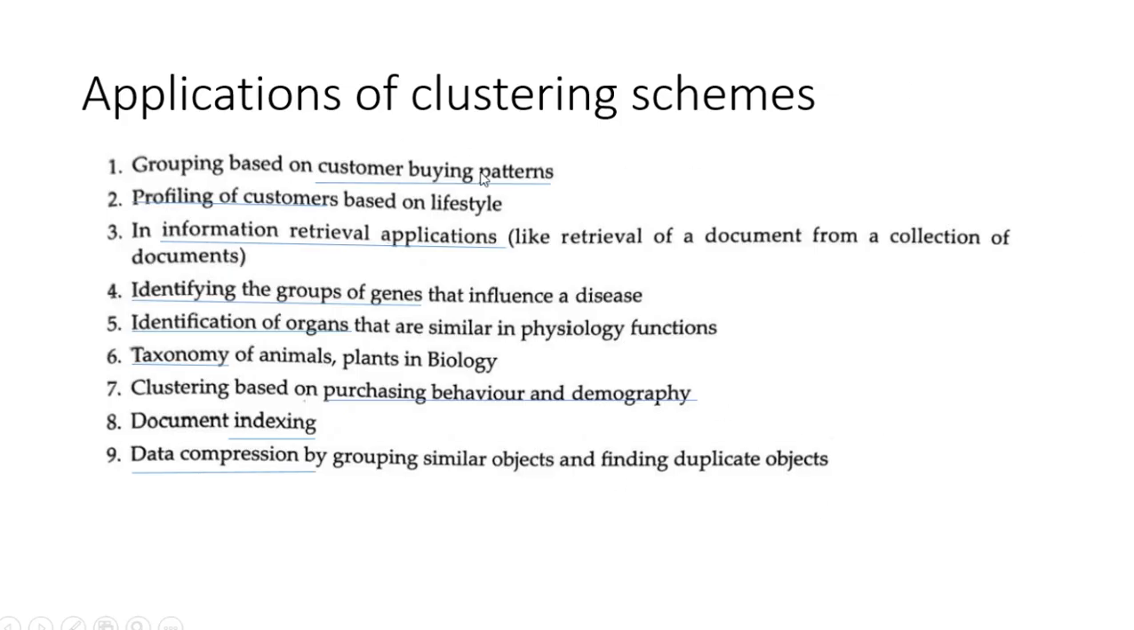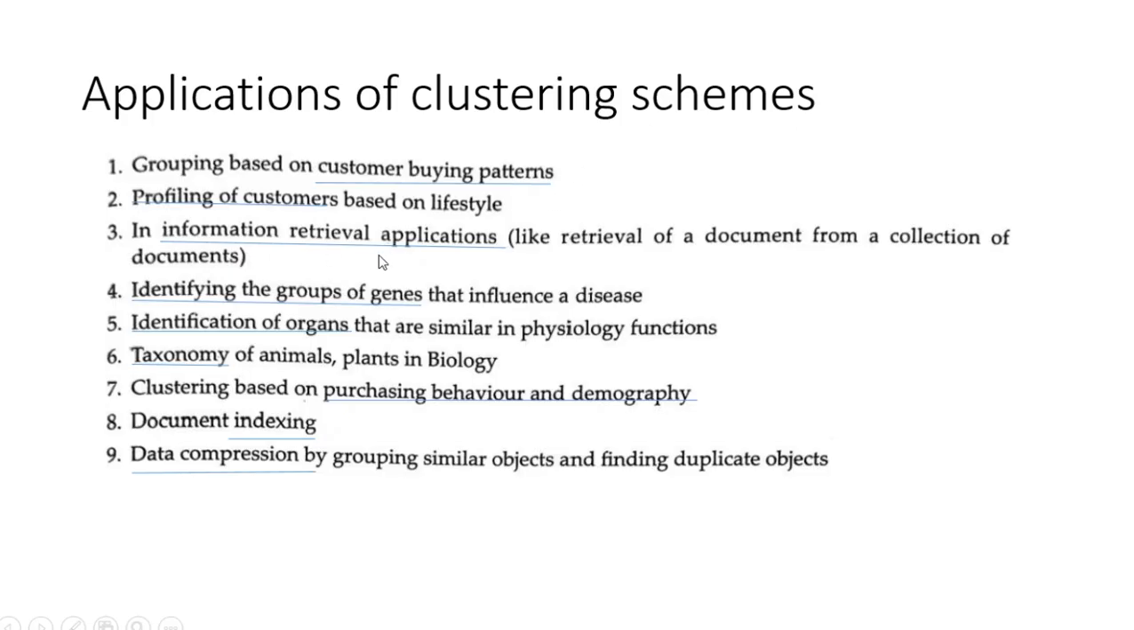You can use clustering schemes mainly where we have customer buying patterns. So basically recommendation systems, where depending upon what the customer is buying, you do the grouping. That's nothing but clustering. The second one is profiling of customers based on lifestyles. So this person has a lifestyle where he's spending 5,000 rupees every month for his needs. Like that you can do profiling.